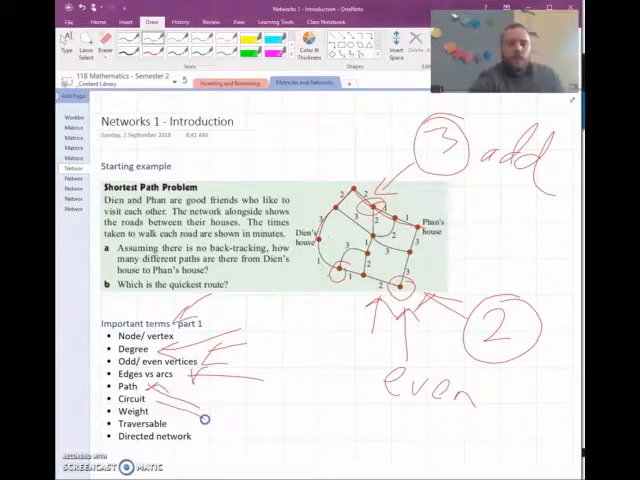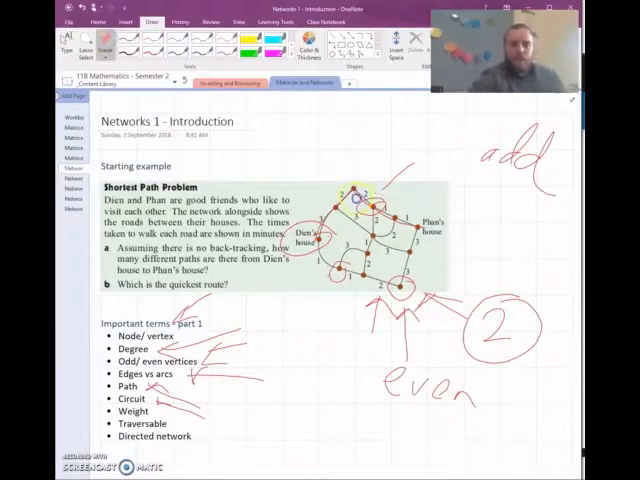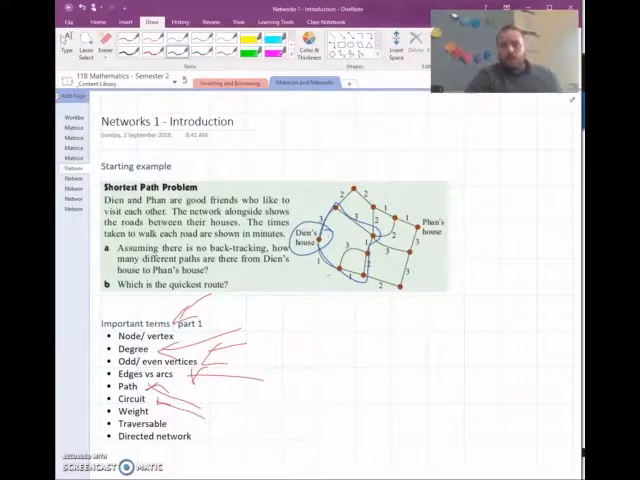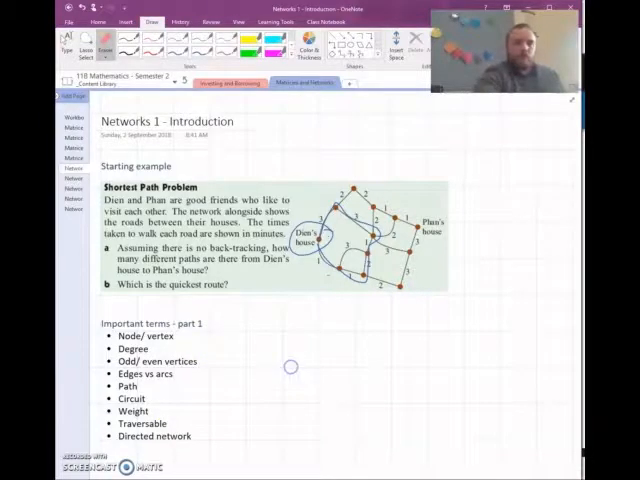So a circuit is similar to a path, but we start at one place and we end up at the same place again. So from Dean's house, I'll just get rid of some of this stuff. From Dean's house, we could move around here, up to there, around here, and then back again. And that would be a circuit. Only moves through each vertex once, and you end up back at the same place.